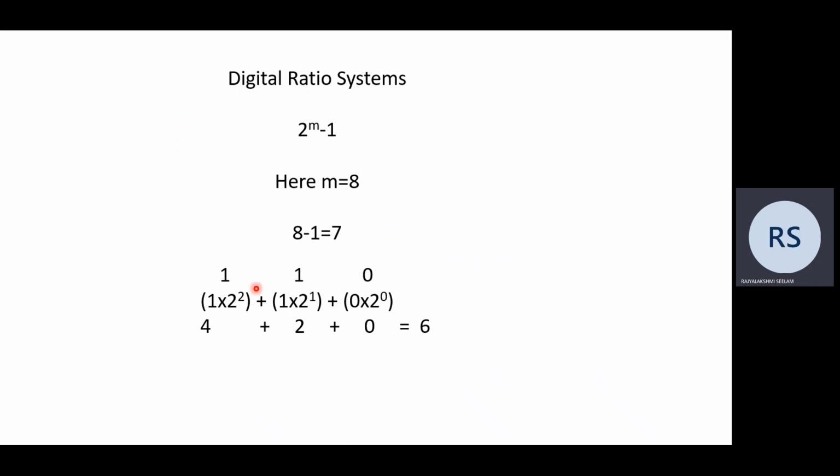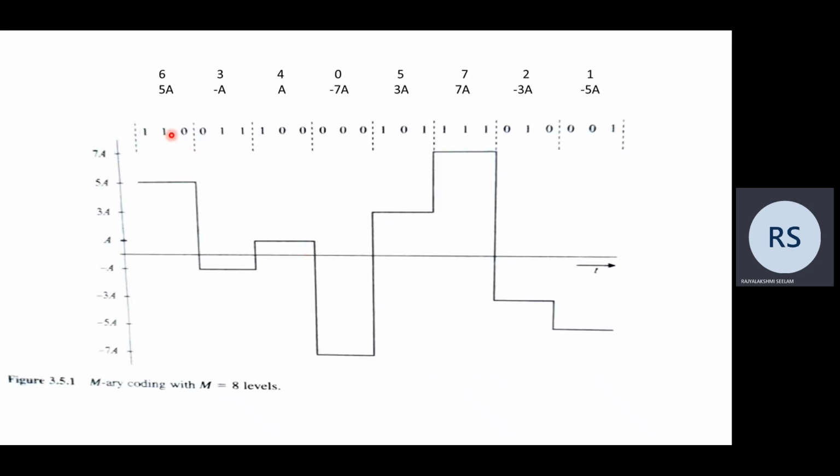And here, look at this, we have 1 1 0, 0 1 1, 1 0 0, 0 0 0, 1 0 1, 1 1 1, 0 1 0, 0 0 1. And here we will find out the values. 1 1 0 is 6, 0 1 1 is 3, 1 0 0 is 4, 0 0 0 is 0, 1 0 1 is 5, 1 1 1 is 7, 0 1 0 is 2, 0 0 1 is 1.